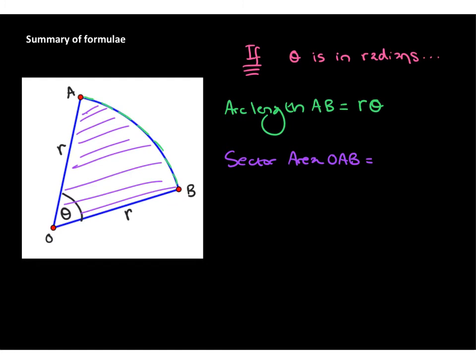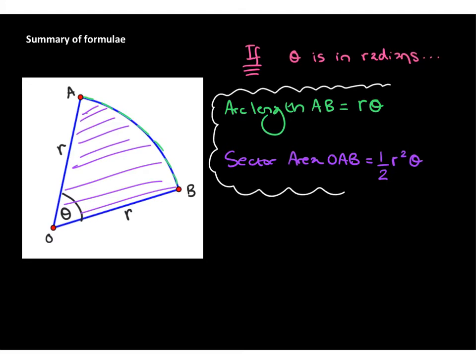The area of the sector, again, when the angle is measured in radians, is 1/2 r squared multiplied by theta. And you can see just how much simpler these formulae are than the slightly more complex formulae which are used when we're working in degrees.